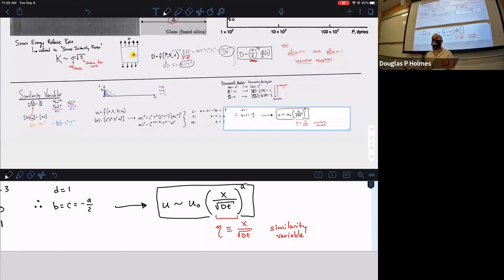Now we've reduced our problem from a PDE to an ODE, and our ODE, as we'll see in a minute, is going to be pretty straightforward to solve. So as we'll see coming up, just by finding this parameter, we've significantly reduced the complexity of our problem.